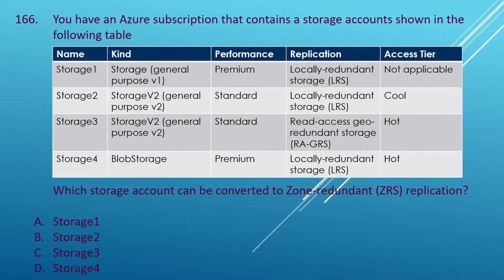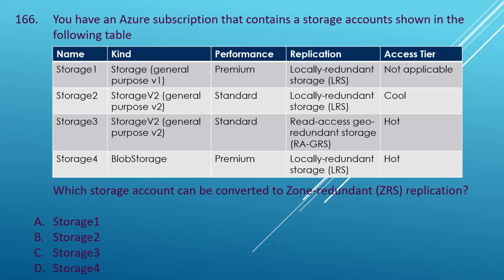This is question number 166. You have an Azure subscription that contains storage accounts shown in the following table. You have 4 storage accounts named storage 1, 2, 3, and 4, and their kinds, performance tiers, replication types and access tiers are defined. Storage 1 doesn't have any access tier applicable to it, whereas storage 2 has cool tier and storage 3 and 4 belong to hot tier.